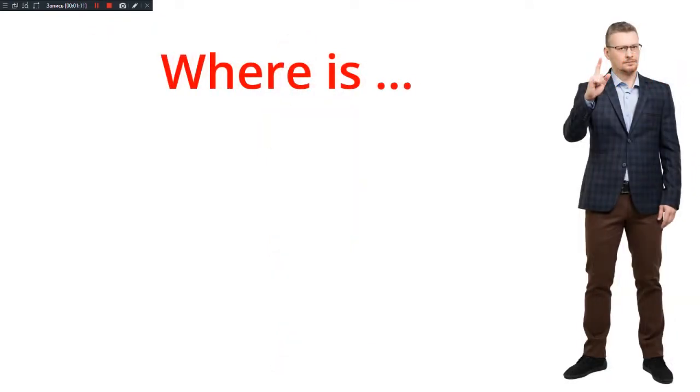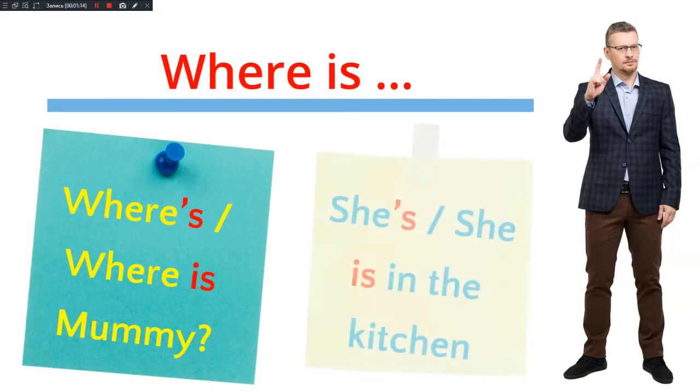Келесі слайдта біз where is сұраққа қалай жауап беретінін көріп тұрмыз. Мысалы, where is mommy? She is in the kitchen. Where is mommy? Ана қайда? She is in the kitchen. Ол ас үйде жүр. Яғни біз осы сұраққа осылай жауап береміз. Осыған назар аударып, есімізде қалдырайық.